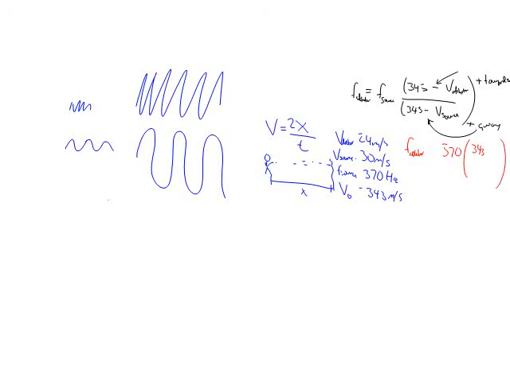Over 343. So, is it getting closer together or is it getting further away? Closer. We're getting closer together. So, it's going towards each other. So we have positive on top, negative on bottom. And you are going 24, and the van is going 30.